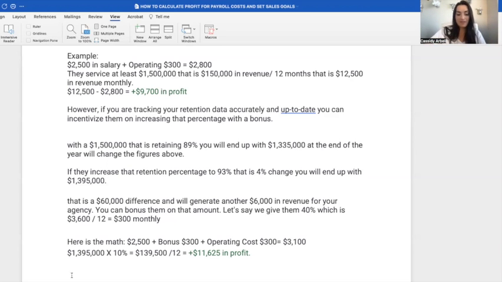So here's the math on this. At $3,100 in the cost for what this person's costing you for the month. But if you think about it, on a monthly basis, you now will be making a lot more, and you'll make more annually. So you'll divide that by 12 to figure out the profit and figure out how much you would reduce from that profit. And they're still making you a ton of money. So this is a great way to incentivize your service team.